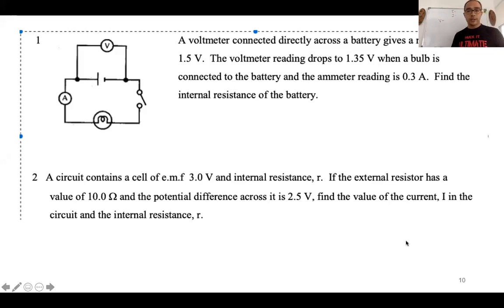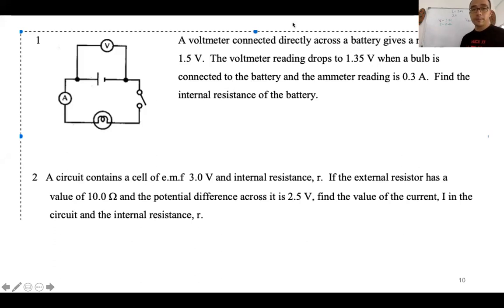Okay, so I'm going to put in all these values. The EMF is 3 volts. The external resistor has a value of 10 ohms, so R equals 10 ohms, and the potential difference across it is 2.5 volts. Find the current I and the internal resistance r.